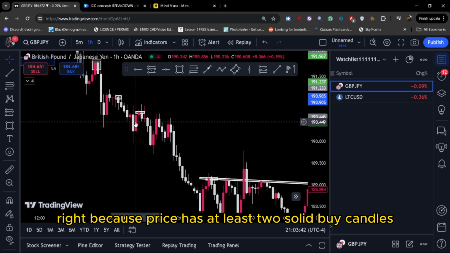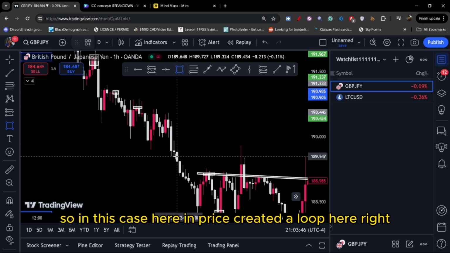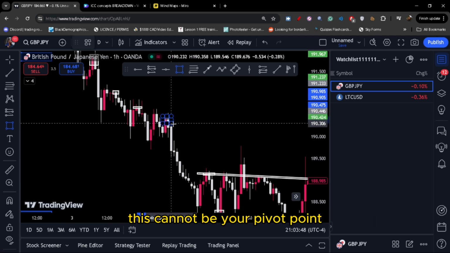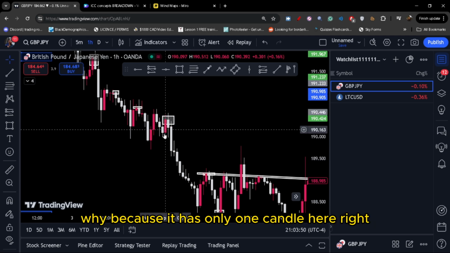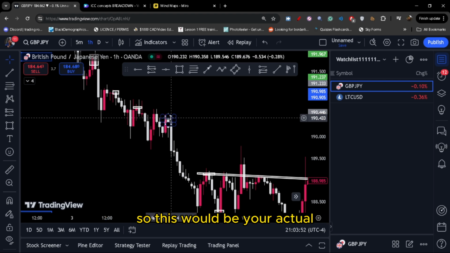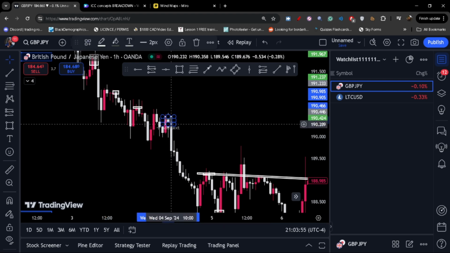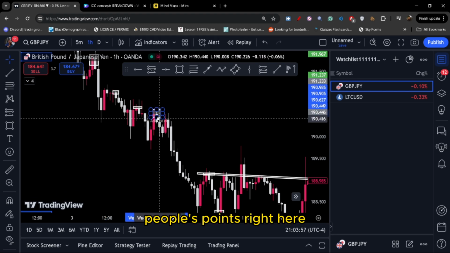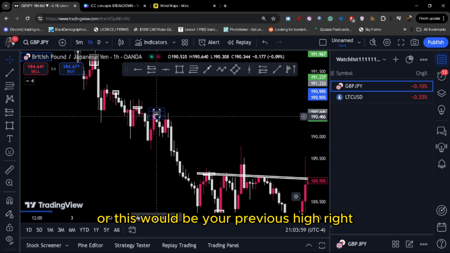In this case here, price created a low here, so this would be your pivot point right here, right? Because price has at least two solid buy candles. So in this case here, when price created a low here, this cannot be your pivot point. Why? Because it has only one candle here, right? So this would be your actual pivot point right here, or this would be your previous high, right?